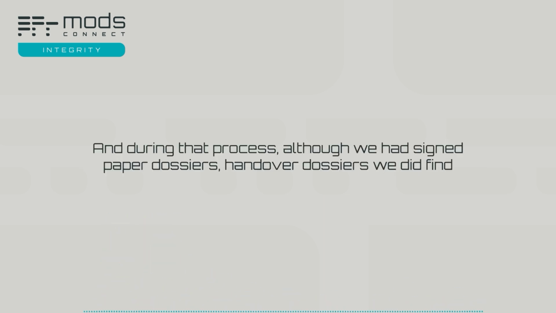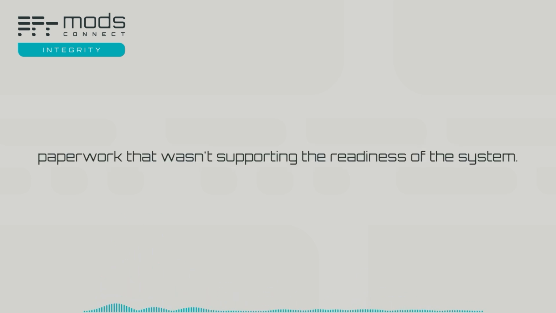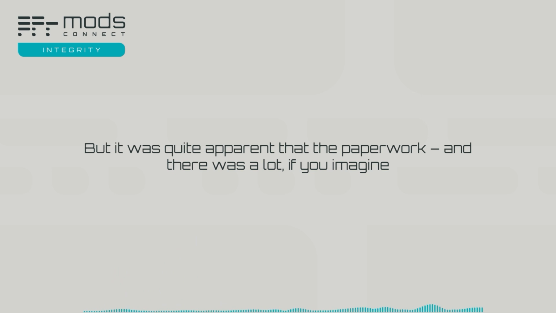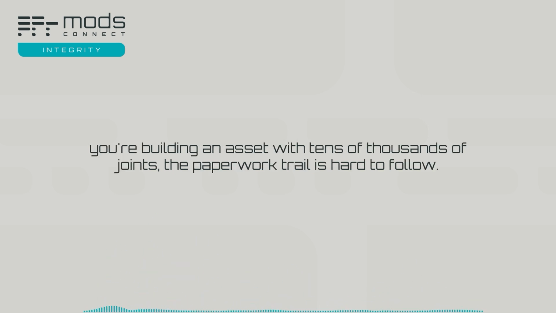During that process, although we had signed paper handover dossiers, we did find paperwork that wasn't supporting the readiness of the system. It was a non-critical system. It was what we started with, what we looked at as a bit of a proof of concept. But it was quite apparent that the paperwork, and there was a lot, you can imagine you're building an asset with thousands, tens of thousands of joints. The paperwork trail is hard to follow.